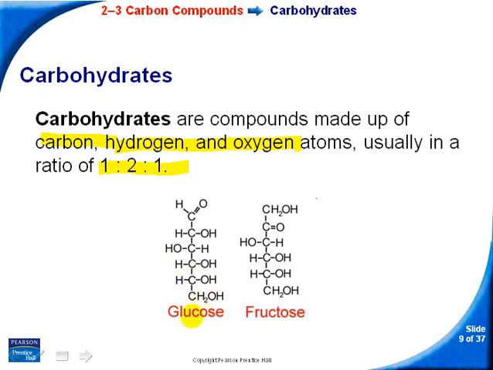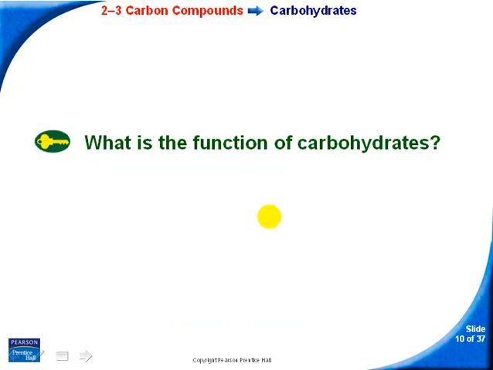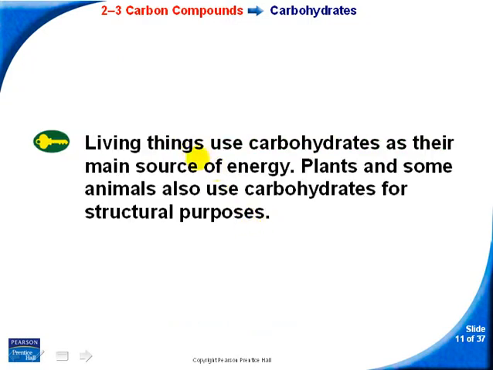Here you can see some glucose and some fructose, which are sugars. And if you count, there are 6 carbons, there are 12 hydrogens, and there are 6 oxygens in each of these 2 molecules for a ratio of 1 to 2 to 1. What's the function of carbohydrates? They are the main source of energy for living things, and plants and some animals use it for structural purposes.